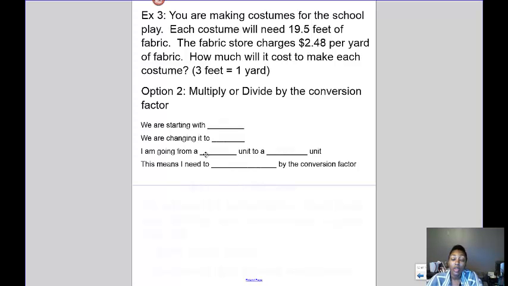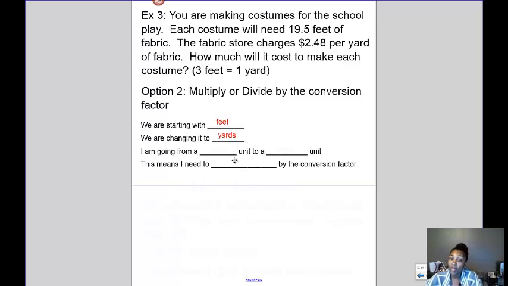So again, I'm going to be looking at option 2 when I'm multiplying or dividing. So I have to be thinking, okay, the costume is measured in feet, but the fabric store is measuring things in yards. They're charging by the yard. So I have got to convert from feet to yards. So the question is, what am I starting with? I'm starting with feet. What am I changing it to? I'm changing it to yards.